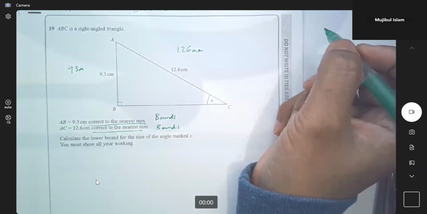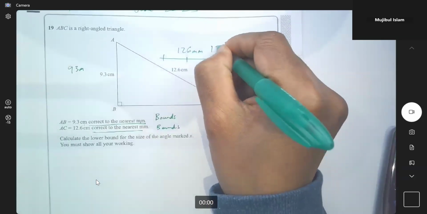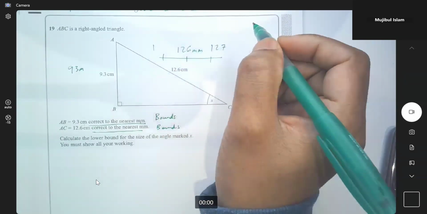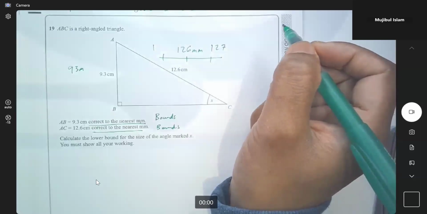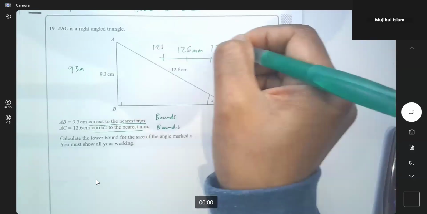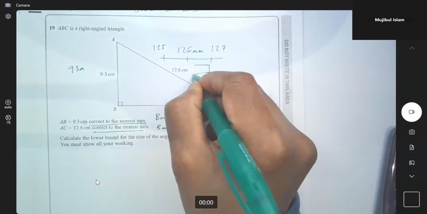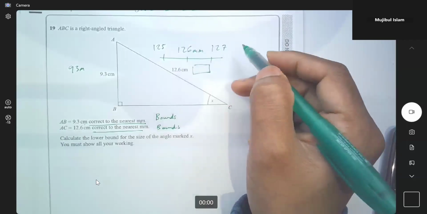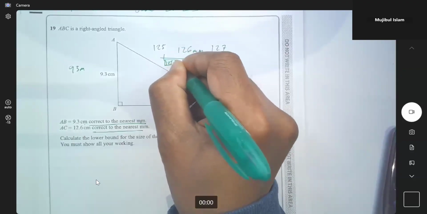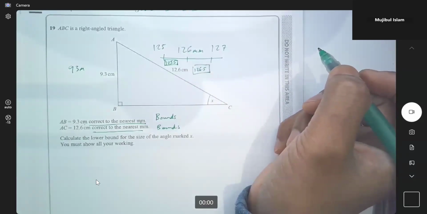Now, how do we do bounds? The easiest way I've found is to use a kind of structure. What's the next number? 127. Then we go backwards, 125, just keeping the order. Then what's in the middle of these two? Middle of 126 and 127 is 126.5. And then in the middle of these is 125.5. So that's in millimeters.